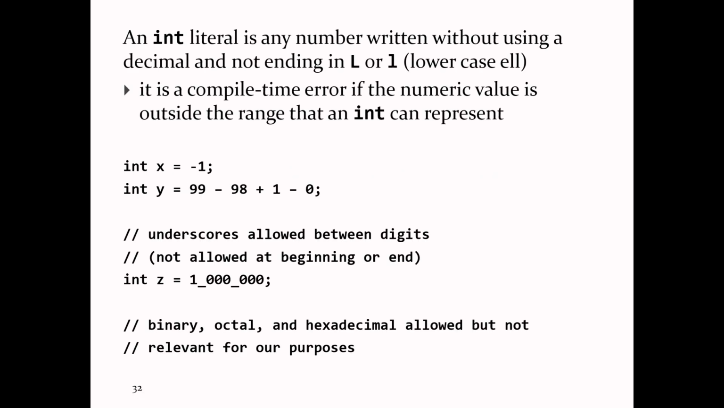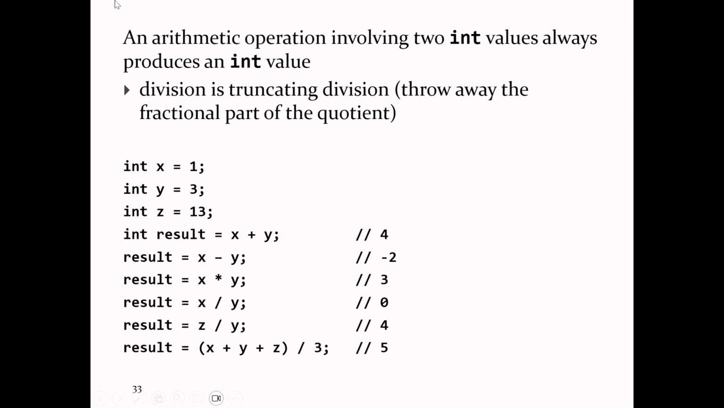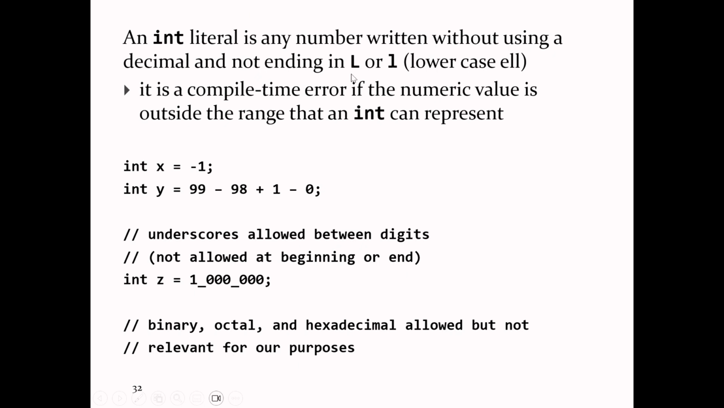Okay, so an int literal works the same way in Java and in C. If you just write down some number with no decimal in it, both in Java and C, that's considered to be an int literal, right? So 99, that's an int literal. Minus 1, int literal. If you need a long literal, you write down the number and then you write uppercase L or lowercase l beside it, right? So 9 big L would be a long literal. Works exactly the same way as in C.